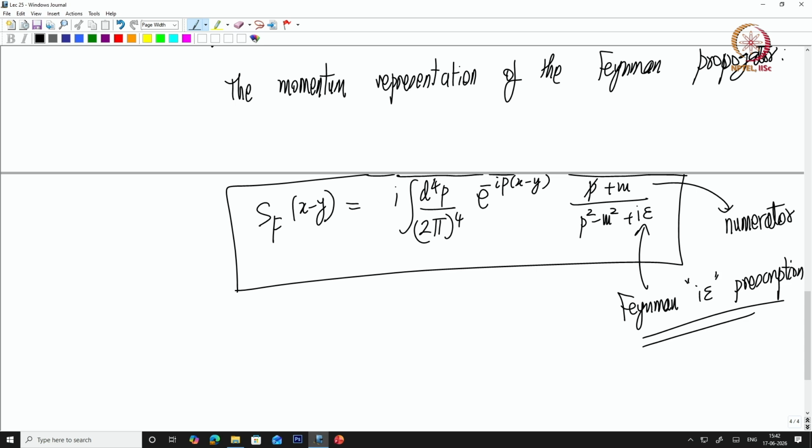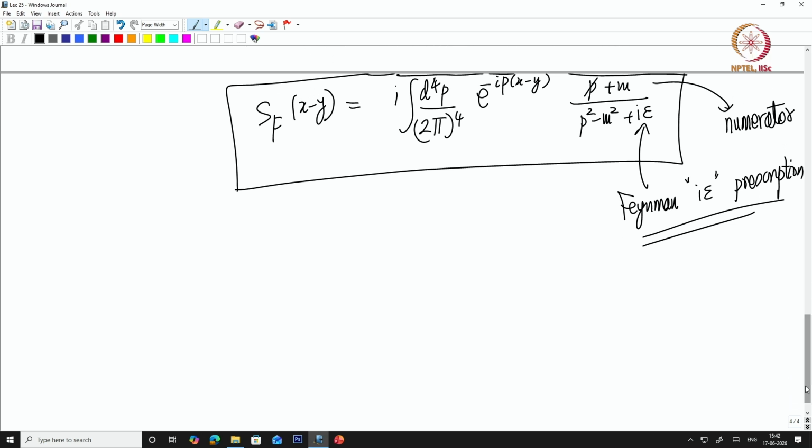So in the previous lectures, also in the relativistic quantum mechanics course, this I epsilon prescription tells you which contour to take, making sure that the correct piece goes to infinity, meaning as you take the contour to infinity, the other piece vanishes. That's the basic idea, that one of the things vanishes. The Feynman I epsilon prescription is exactly like in the case of the bosonic propagator.